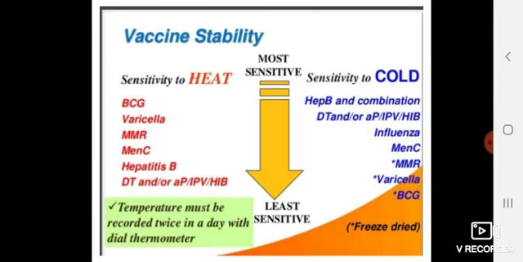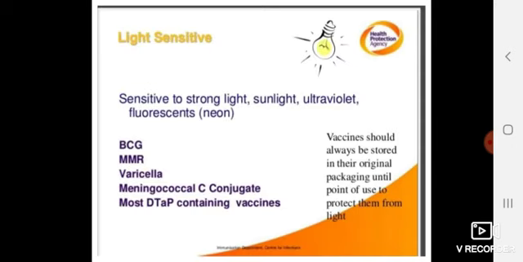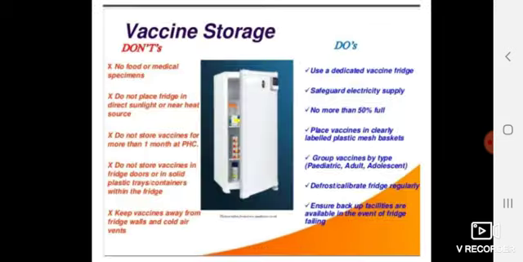Then vaccine stability. Some vaccines are sensitive to heat and some to cold. These are the examples. Sensitive to heat: BCG, varicella, MMR, meningitis, hepatitis, DT, etc. And sensitive to cold: hepatitis B combination, DT, influenza, meningitis, MMR, varicella, BCG, etc. Then light sensitive vaccines: BCG, MMR, varicella, meningococcal, and DTP.